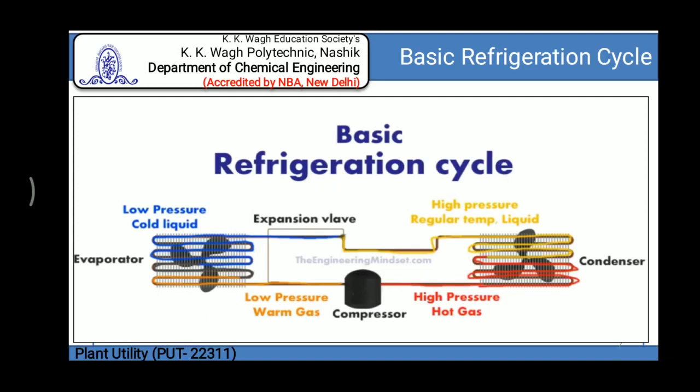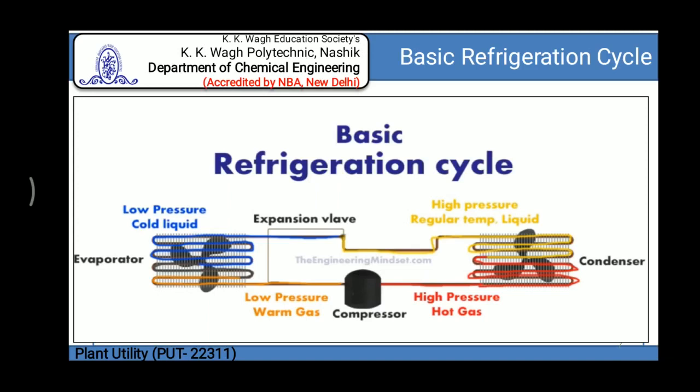As the heat is removed from the refrigerant, it reaches its saturation temperature and starts to flash, meaning the state of the system is changing, and these hot gases are now converted into liquid. This high pressure regular temperature liquid which is coming out from the condenser is then sent to the expansion valve.